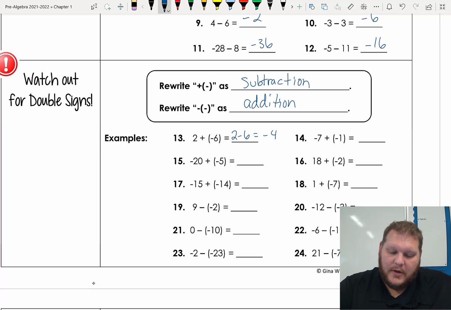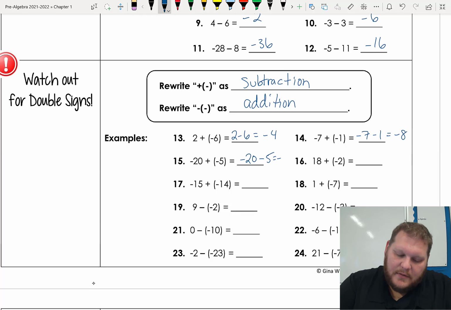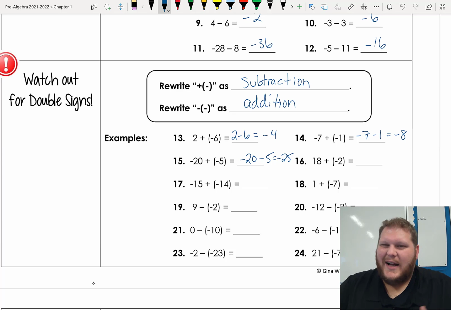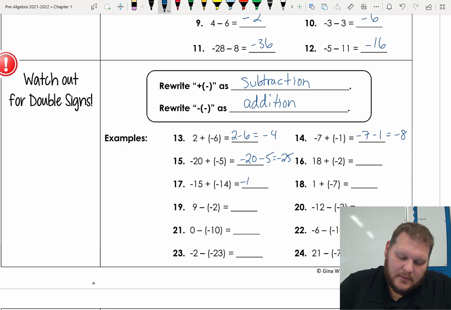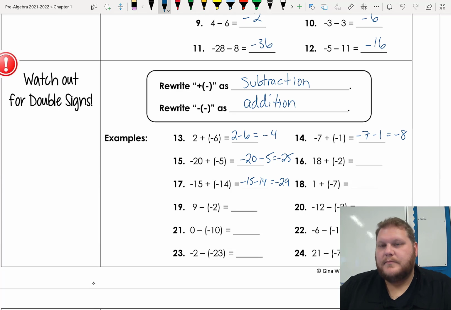Okay, so if we do that with our other ones, if you are good enough to keep that organized in your brain, knock your socks off. I think most of us, at least while we're getting used to this idea, probably want to show some work. So negative 7 minus 1 gives me negative 8. Negative 20 minus 5 is negative 25. I'm going to bounce. We'll just go down one column so we're not going overkill here. Negative 15 plus negative 14, well, that's the same thing as negative 15 minus 14, which is negative 29.